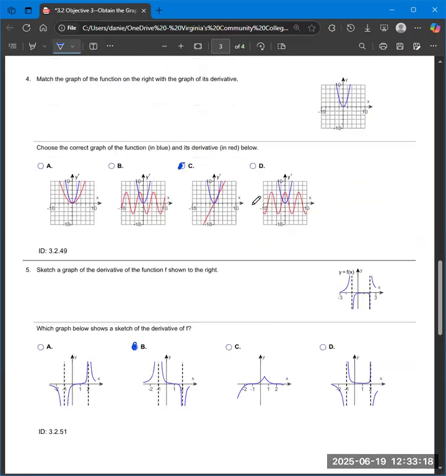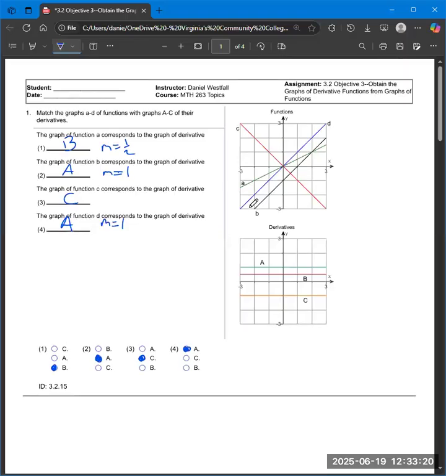And that's it for this video. So we'll come back next time and talk about 3.2, objective 4, where we find points where the function are continuous and differentiable. See you for the next video.